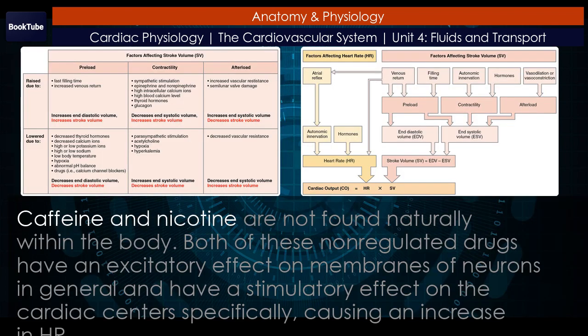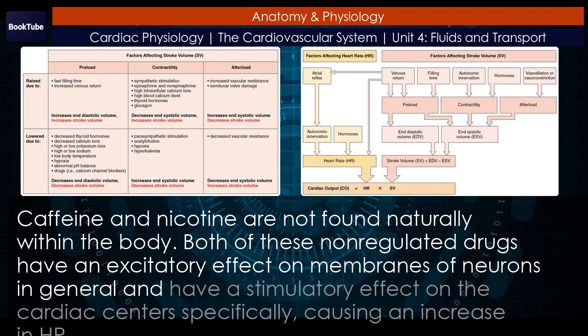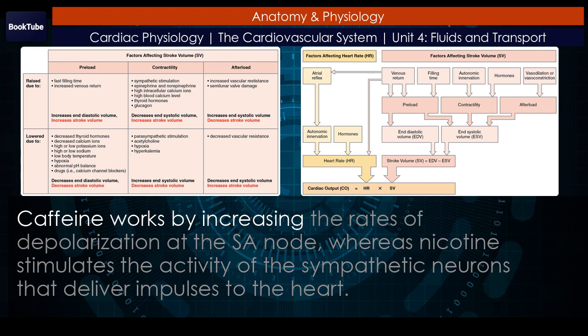Caffeine and nicotine. Caffeine and nicotine are not found naturally within the body. Both of these non-regulated drugs have an excitatory effect on membranes of neurons in general and have a stimulatory effect on the cardiac centers specifically, causing an increase in HR. Caffeine works by increasing the rates of depolarization at the SA node, whereas nicotine stimulates the activity of the sympathetic neurons that deliver impulses to the heart.